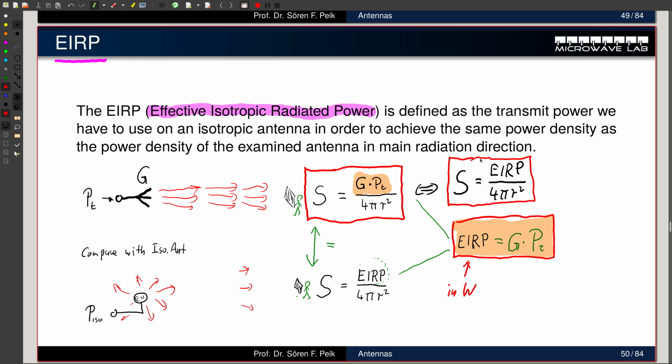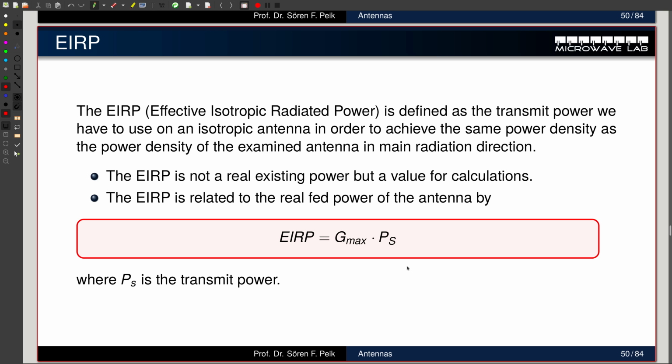Okay, we learned a lot this time. Here I just put it on one slide. EIRP is not a real existing power, but a value for calculations, and the EIRP is related to the real fed power of the antenna by that value here. I use Gmax because usually you orient your antenna for the maximum gain, and that's why without accuracy you can say EIRP is Gmax times P transmit, or PS in German. So I would call it PT, where PT is the transmit power.